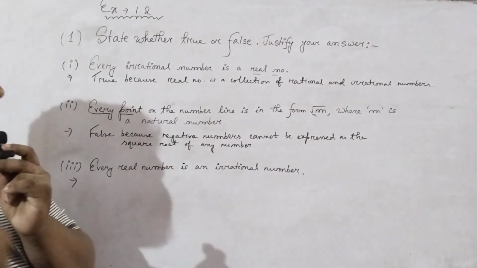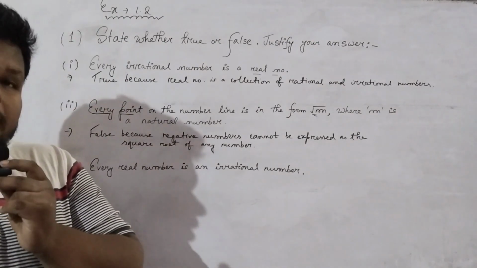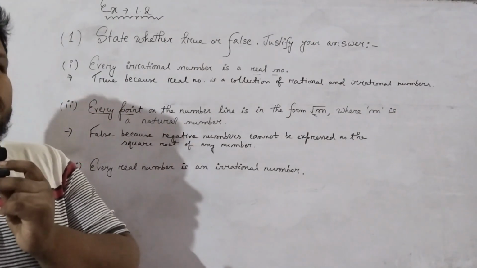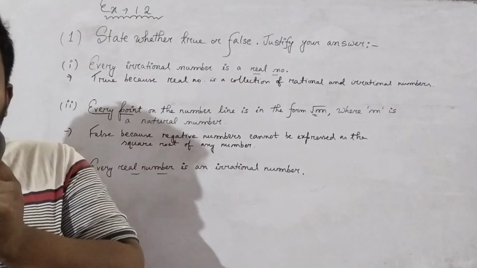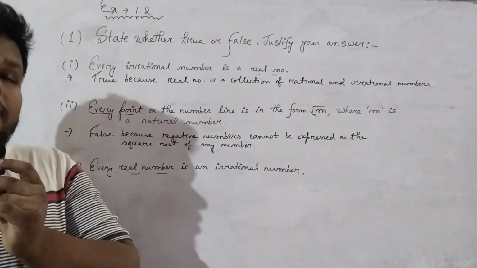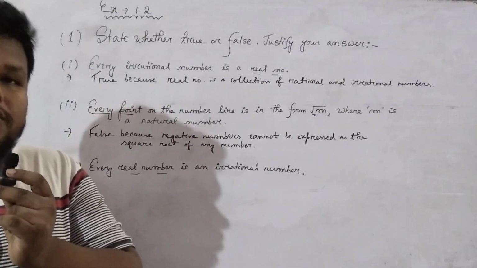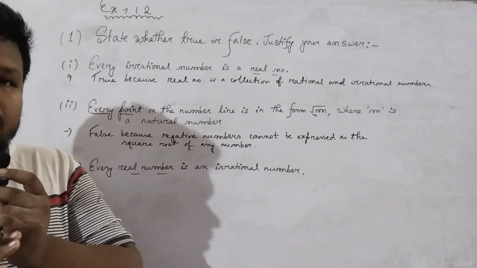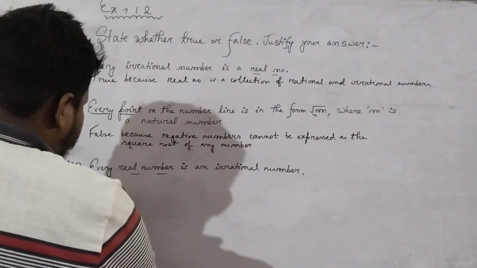Okay. Next, number 3. Every real number is an irrational number. Now let us recall again. Real number, collection of rational and irrational. But every real number, can it be irrational only? No, because rational numbers are also real, na? So we cannot say that all real numbers are only irrational, because rational numbers are also real. So it is false.